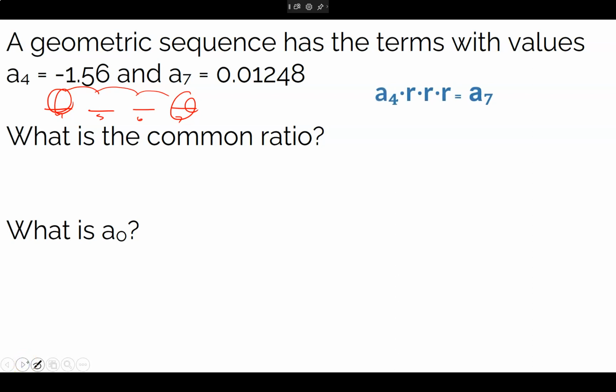So I can say A4 times my ratio 3 times led me up to A7. This is how we're going to find my ratio. Use what they gave me, A4. To get to A7, I multiplied my ratio, whatever it is, 3 times. So I can say A4 times R cubed equals A7. That's how we got there.